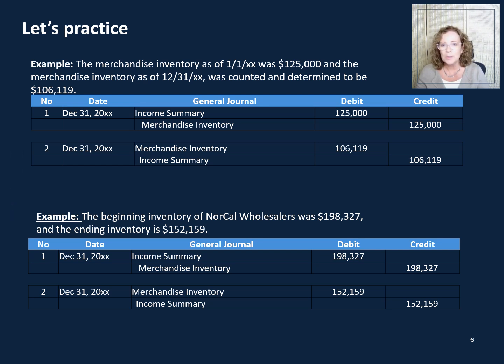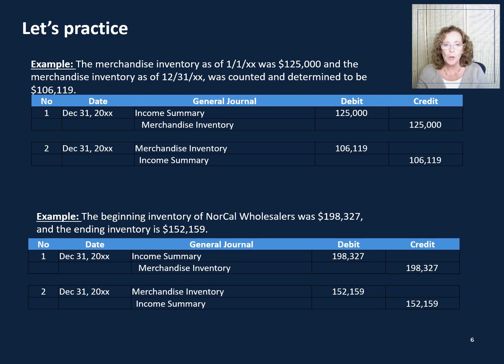The second example is nearly identical except for the amounts. In this case, the beginning inventory was 198,327 and the ending inventory is 152,159. The first step is to remove the beginning inventory to income summary by debiting income summary for 198,327 and crediting merchandise inventory for 198,327. Then we debit merchandise inventory for 152,159 and credit income summary for 152,159.